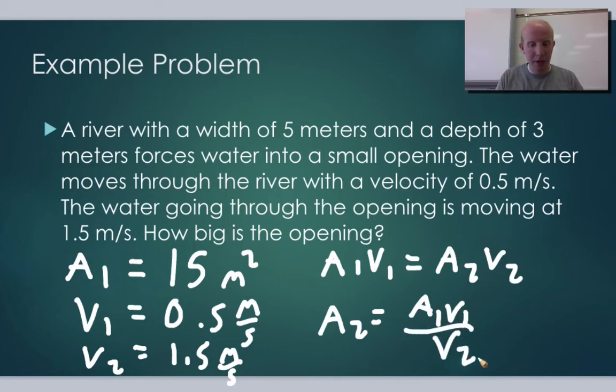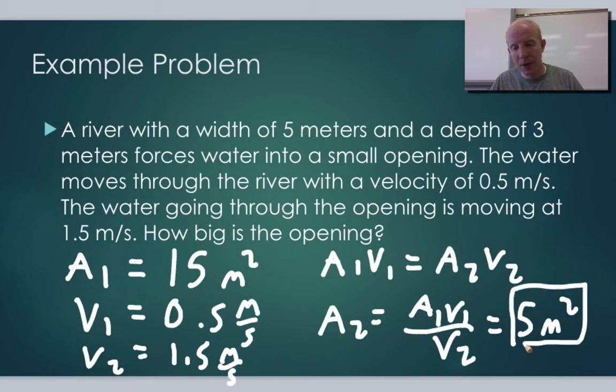Okay, we plug that into our calculator. So we get 15 times 0.5 divided by 1.5, and we get that the area of the new opening is 5 square meters. Okay, and there we go.